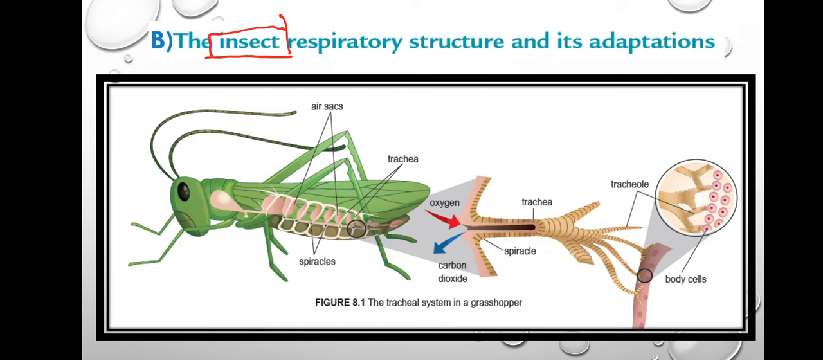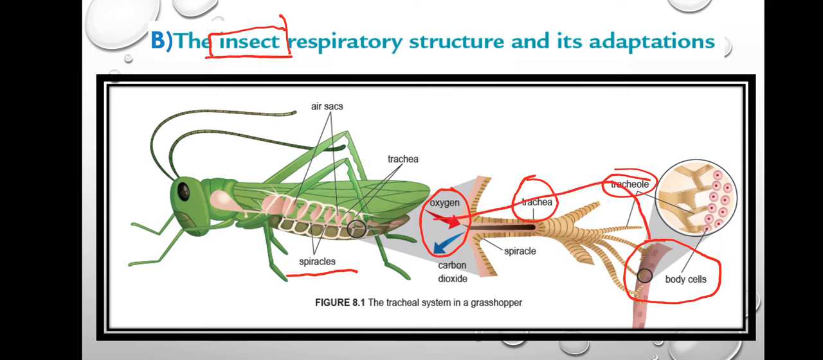I think in the video they mentioned they have spiracles. Spiracle is like holes for the air to go in and out, same place. Then after they go in, they will branch into trachea, tracheoles, and the end of the tracheole is direct to the body cells. That means oxygen goes in, reaches the body cell to do cellular respiration, remember? After cellular respiration, carbon dioxide goes out.